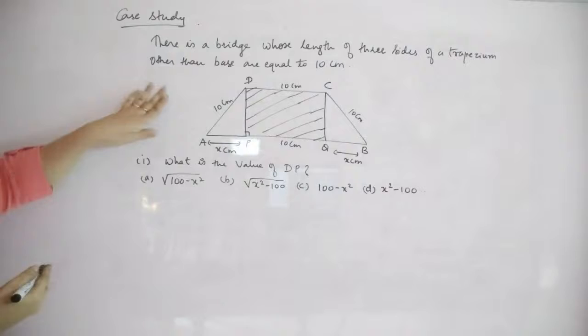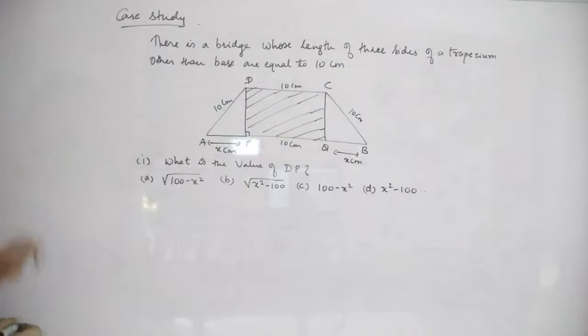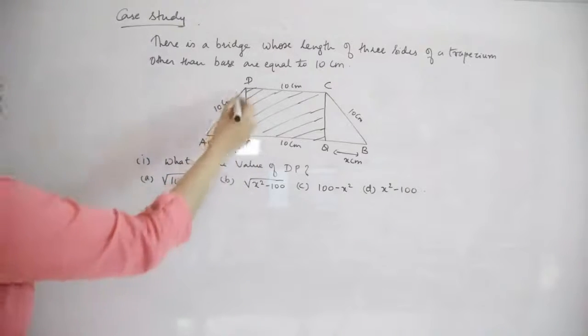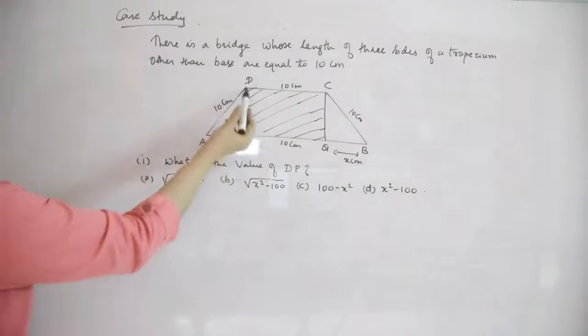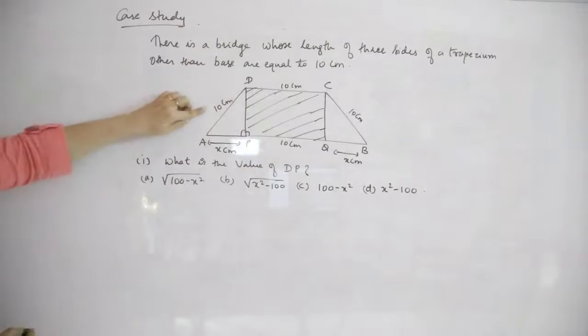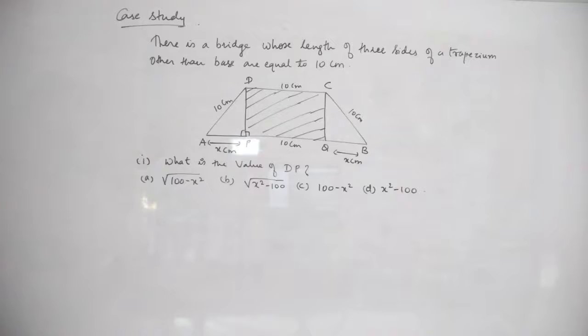Now based on this, they have asked the subdivision: what is the value of DP? DP is this one, and here this is 90 degrees. You can use the Pythagoras theorem and find DP. This is x, this is 10. So what will this be? It will be root of 10 square minus x square, root of 100 minus x square. So this is the answer.